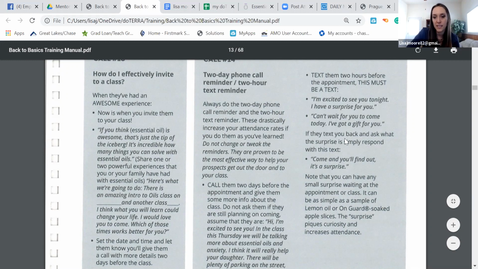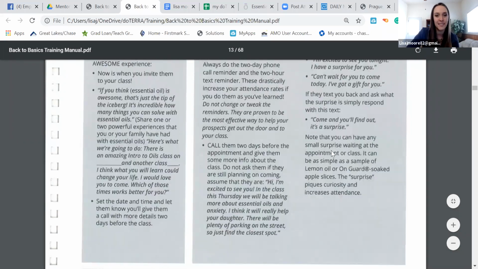And if they text you back and ask what the surprise is, simply respond with this text: Come and you'll find out. It's a surprise. Okay, so it's a surprise. You don't want to give it away. You can't give it away, then it's not a surprise. All right.